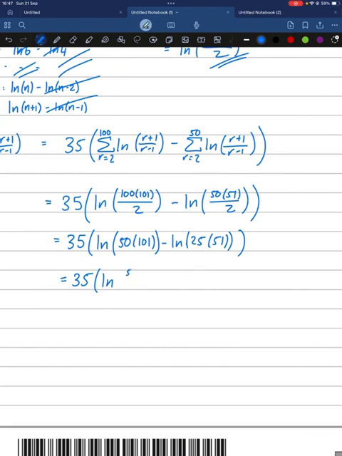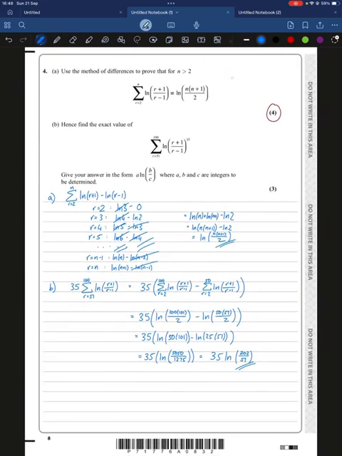which is 5050, divided by 25 times 51, which is 1275. Now 5050 over 1275 is 202 over 51, so we're left with 35 ln of 202 over 51. And A ln B over C, that's the form we had to leave our answer in.